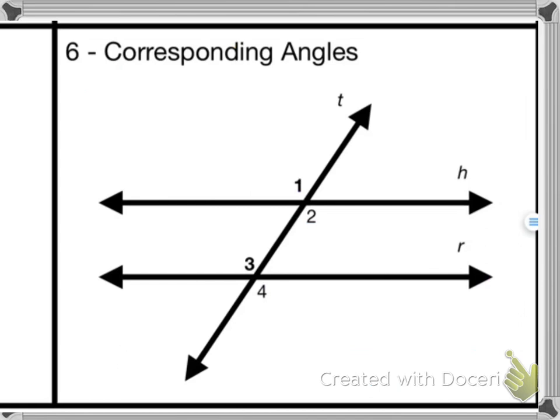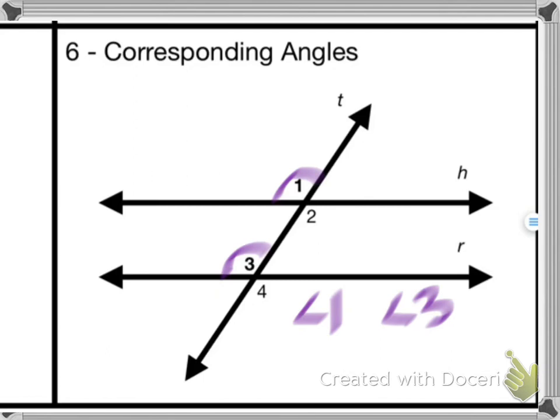All right. Next, we have what is called corresponding angles. And so corresponding angles has to do with the position of the angle. So here, if you look at angle 1 and angle 3, those would be corresponding angles. If you see, in reference once again to the parallel lines, angle 1 and angle 3 are both on top of the parallel lines, and they're both on the left-hand side.